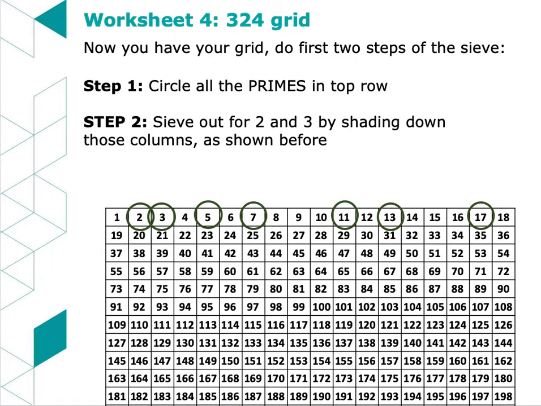It's at this point you'll need Worksheet 4. Again, this is available to download alongside the link to this video. Now you have your grid. Do the first 2 steps of the sieve. Step 1. Circle all the prime numbers in the top row: 2, 3, 5, 7, 11, 13 and 17. Step 2. Sieve out, or cross out, 2 and 3 by shading down those columns as shown before. Remember we said that all the multiples of 2 and 3 are in the columns, so you can cross those out.